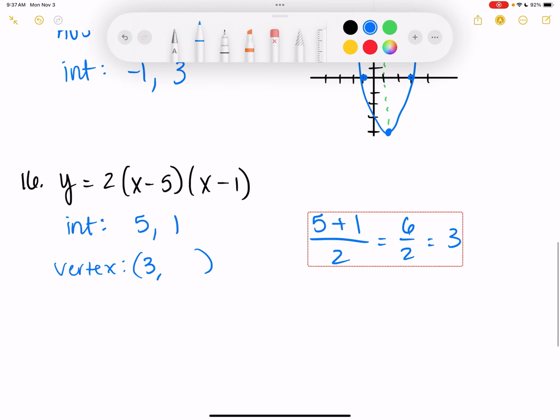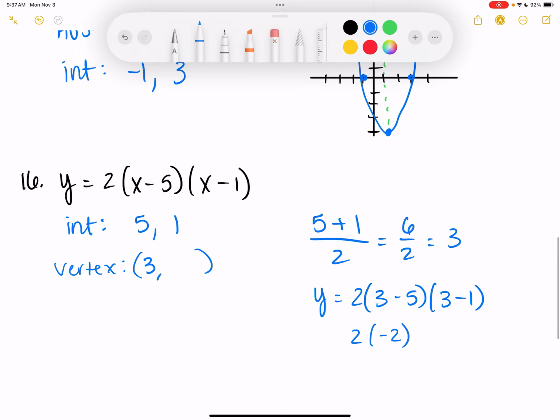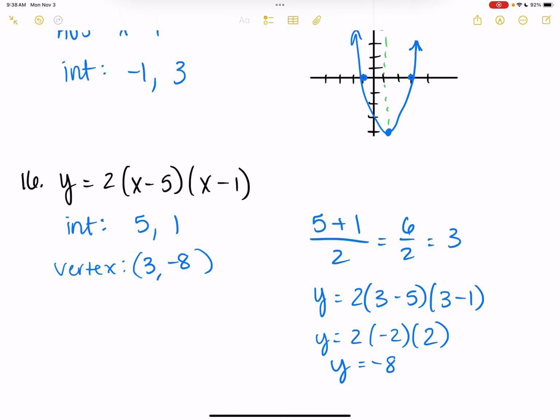So then I've got y equals 2 times 3 minus 5 times 3 minus 1. I've got 2 times negative 2 times 2. Negative 8. This is driving me insane. 3, negative 8. And then my axis of symmetry, x equals 3.